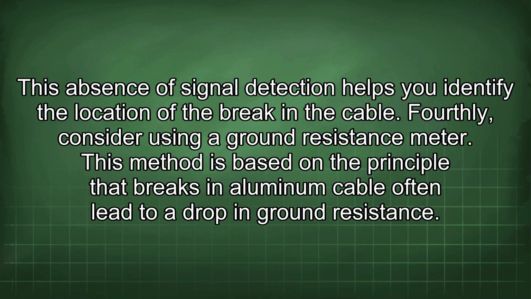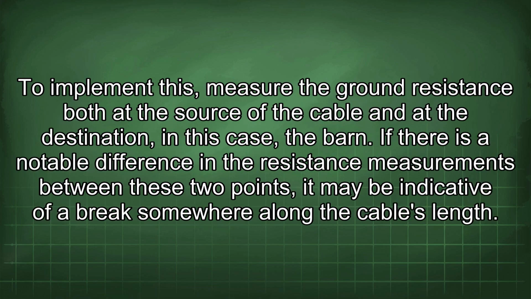Fourthly, consider using a ground resistance meter. This method is based on the principle that breaks in aluminum cable often lead to a drop in ground resistance. To implement this, measure the ground resistance both at the source of the cable and at the destination, in this case, the barn. If there is a notable difference in the resistance measurements between these 2 points, it may be indicative of a break somewhere along the cable's length.